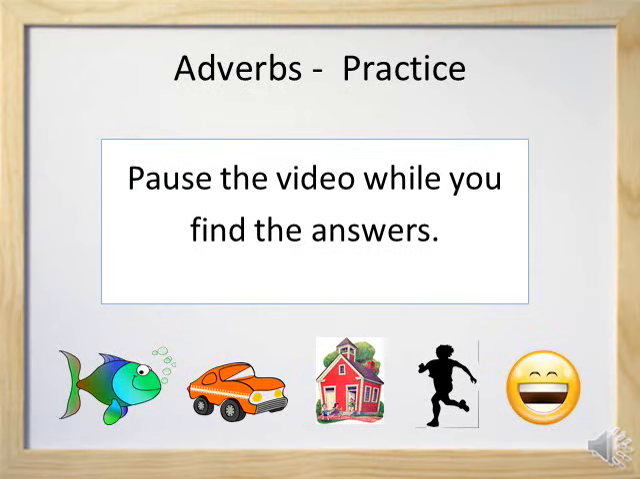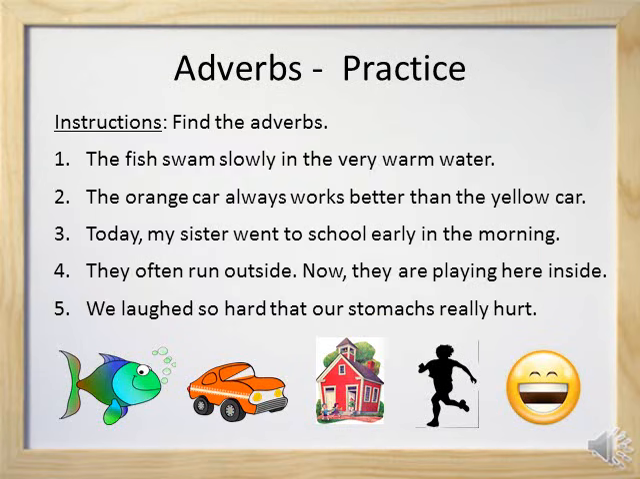Are you ready to check your answers? Let's check. Number 1. The fish swam slowly in the very warm water. This sentence has 2 adverbs. What are they? Slowly and very. Now remember, adverbs describe verbs, adjectives, and other adverbs.